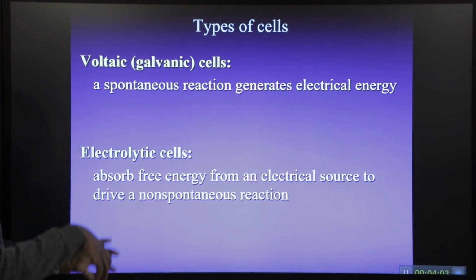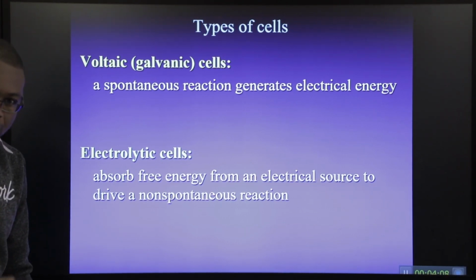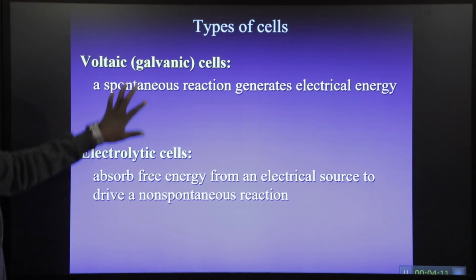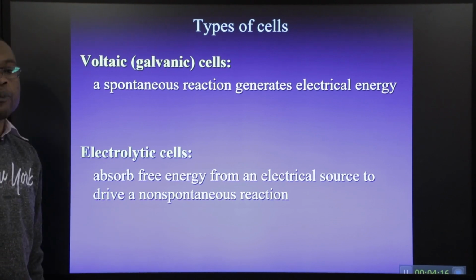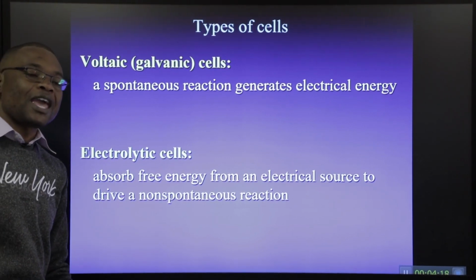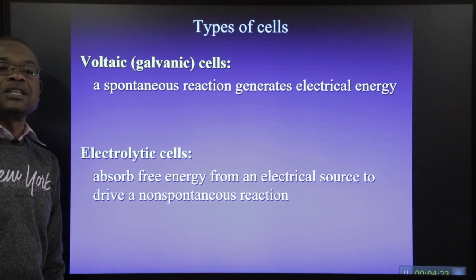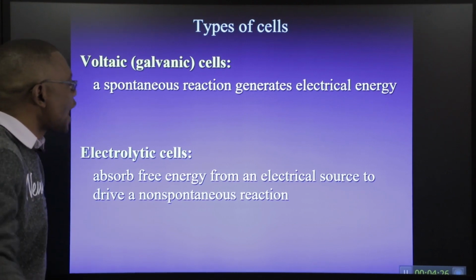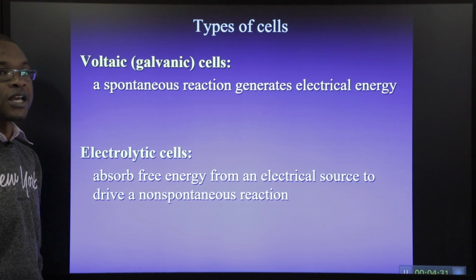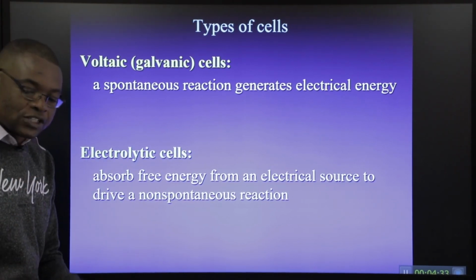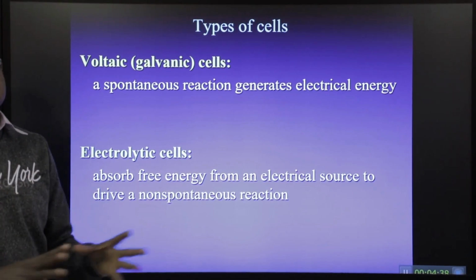I'm saying in a voltaic or a galvanic cell, we generate electrical energy. Meaning that in the setup of a voltaic or a galvanic cell, we don't expect you to show a connection of a battery, because it's you who is going to generate the energy that is going to drive the electrochemical process. And because energy is generated internally, the reaction is going to be spontaneous.